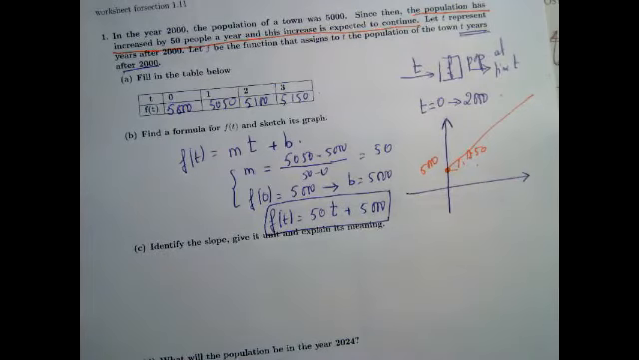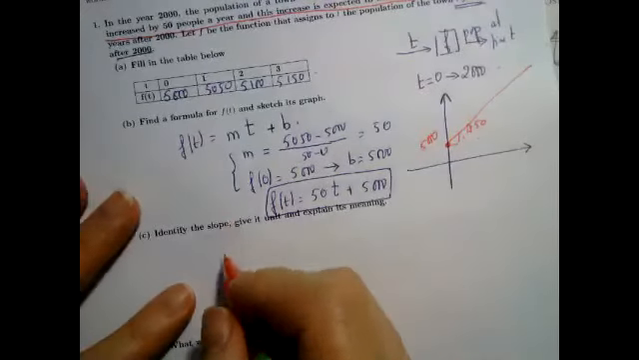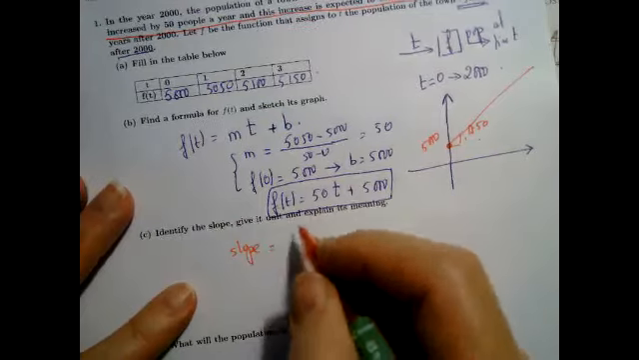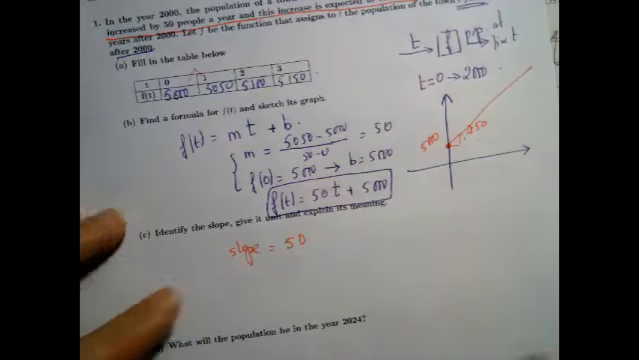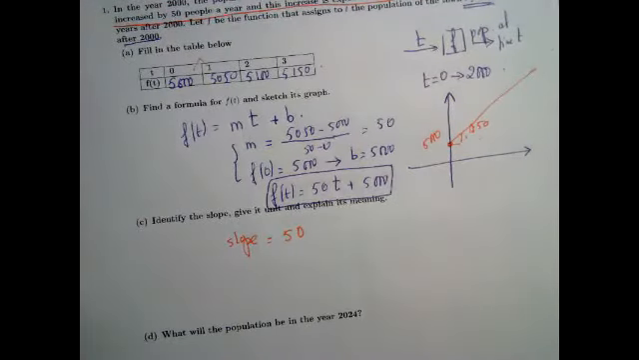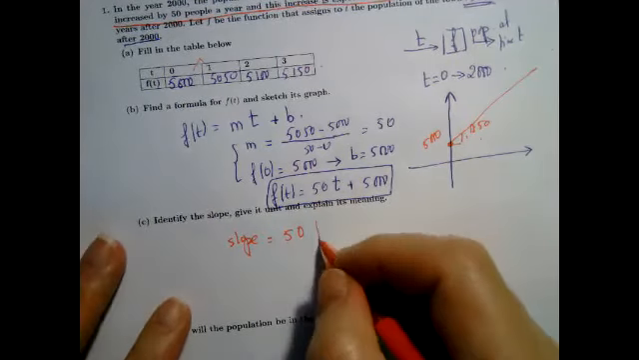Identify the slope. Give it unit and explain its meaning. So what is the slope? Okay, the slope is the change per unit, which is 50. What's the unit of the slope? What does it represent? People, or population. Not the complete answer. The amount of population that it increased per year. Per year, exactly. So it's going to be 50 people.